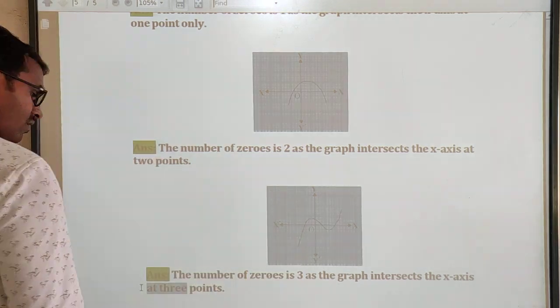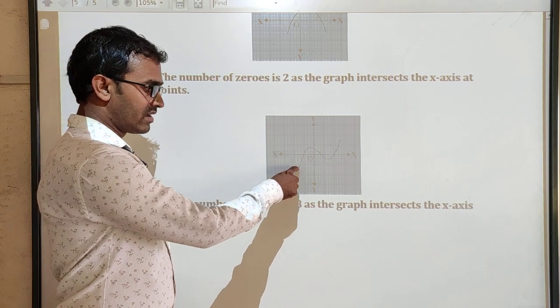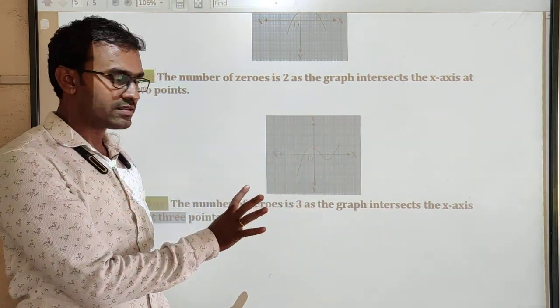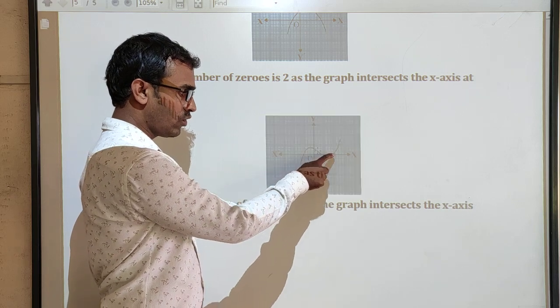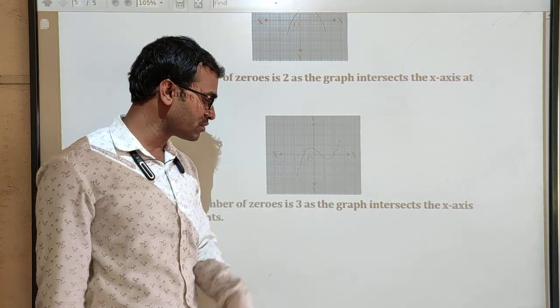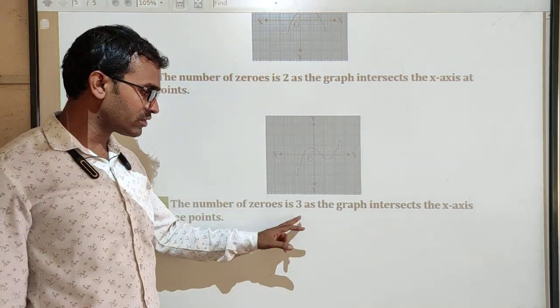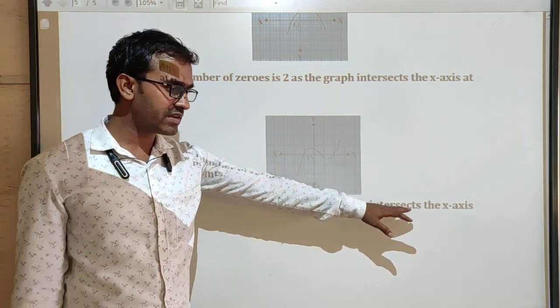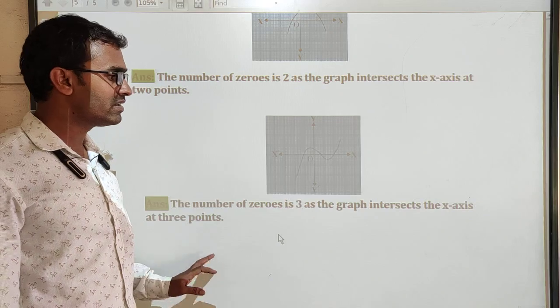And see the next graph. The graph intersects the x-axis 1, 2, and 3, three times. Therefore, the number of zeros is 3, because the graph intersects the x-axis at 3 points.